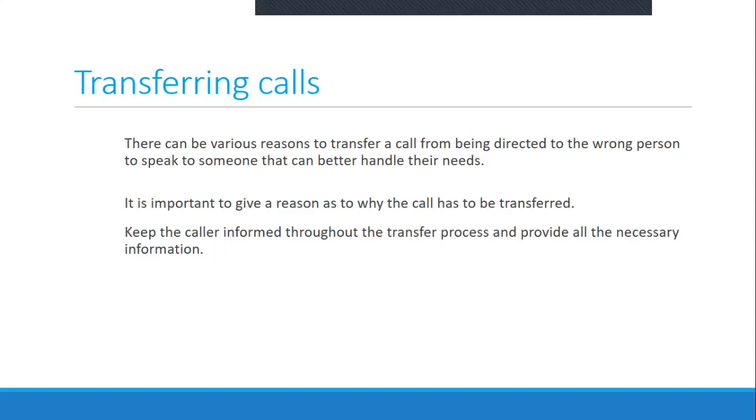It is important to give a reason as to why the call has to be transferred. Like I taught you, when you have to keep someone on hold, just don't say, just a moment. You have to give a reason, right? Similarly, when you're transferring a call, you need to give a reason as to why you are transferring the call. It will help to reduce the frustration of the caller. Sometimes the caller must have been going on and on with you for several minutes, and all of a sudden you say, hold on, I'm going to transfer the call. That means you are being very rude to the caller, right? So try to use very formal, very polite language and give a reason as to why you need to transfer the call, and only then transfer the call.